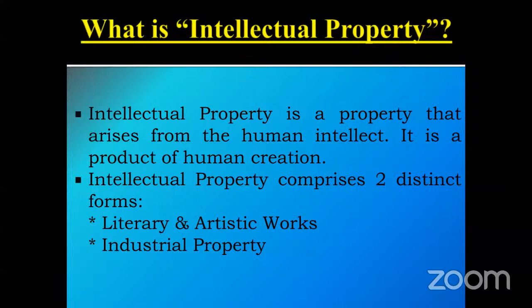So intellectual property comprises various forms. It may be industrial property, or a literary and artistic work. You know that there are copyrights, trademarks, trade secrets, industrial designs. All these can be protected by intellectual property laws. Whatever the product of human intellect or human creation, it is protected by some laws. That is intellectual property law. So intellectual property is a property that arises from the human intellect.